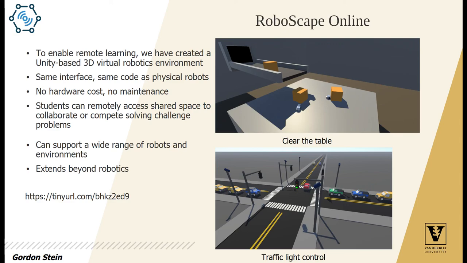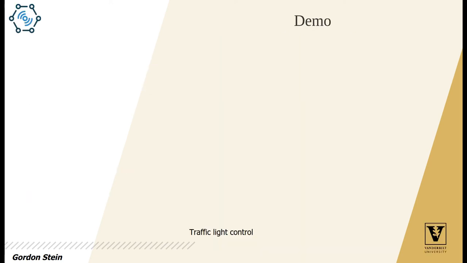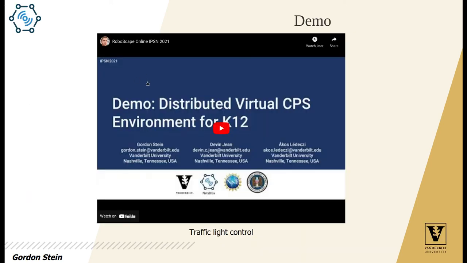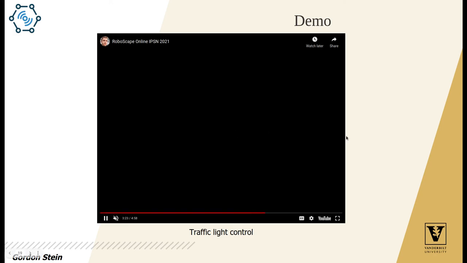And of course this one in the bottom, where we have a traffic light scenario where students are trying to write code to control the traffic lights to maximize the throughput, but also fairness, at the intersection here. We have a quick demo here as well of the Roboscape environment, particularly the traffic light control scenario.